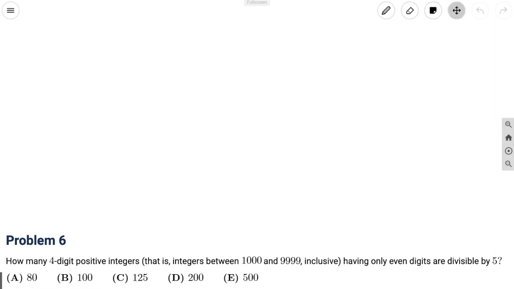So let's say our 4-digit integer has 4 spots in it for the 4 digits. The even integers are 0, 2, 4, 6, and 8. So over here, it says that they only include even digits and are divisible by 5. If it is divisible by 5, this means that it must end in either a 0 or a 5. And seeing that there is no 5 in our list of even integers, we know that it must end in the 0. So therefore, we know that there's one choice for the last digit, which is the 0.